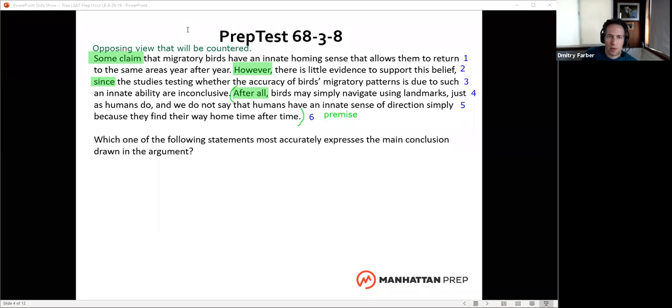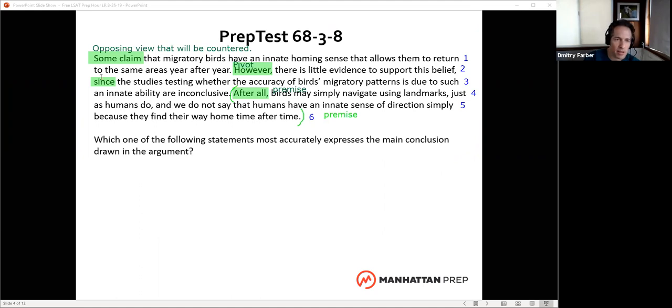So we see this opposing view, and then I saw a prediction of there'll be a pivot. Well, there it is. However, anytime you see however, there's some kind of pivot. Now, what kind of pivot? Where are we going? That's another story. But there's always some kind of difference. Okay? Now, what does since indicate? We already saw that after all indicates a premise. I marked it here, but I'll show that it's a premise indicator. What does since indicate?